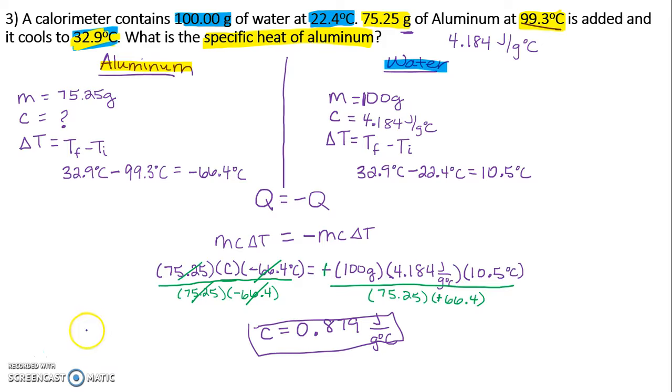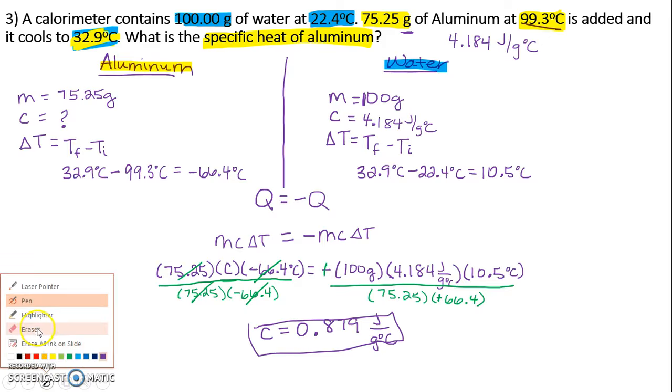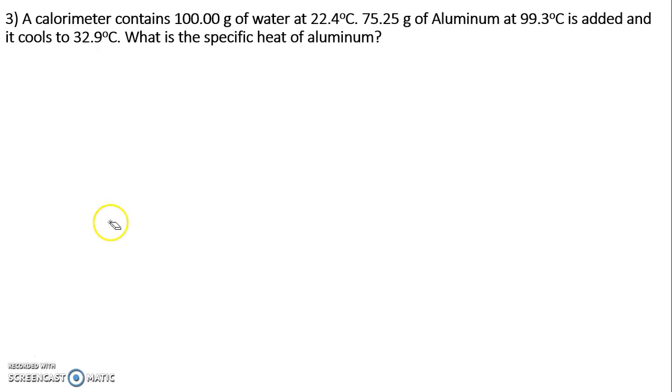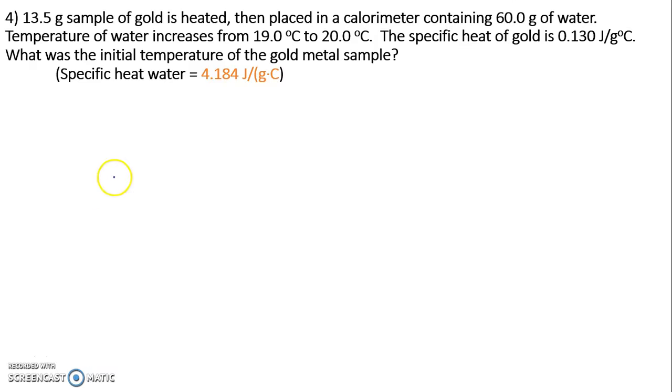I'll go through another one, but it's all exactly the same. So remember that what we're going to do is identify our givens and our unknowns, and then make a table and plug them all in. So let's start with this problem.